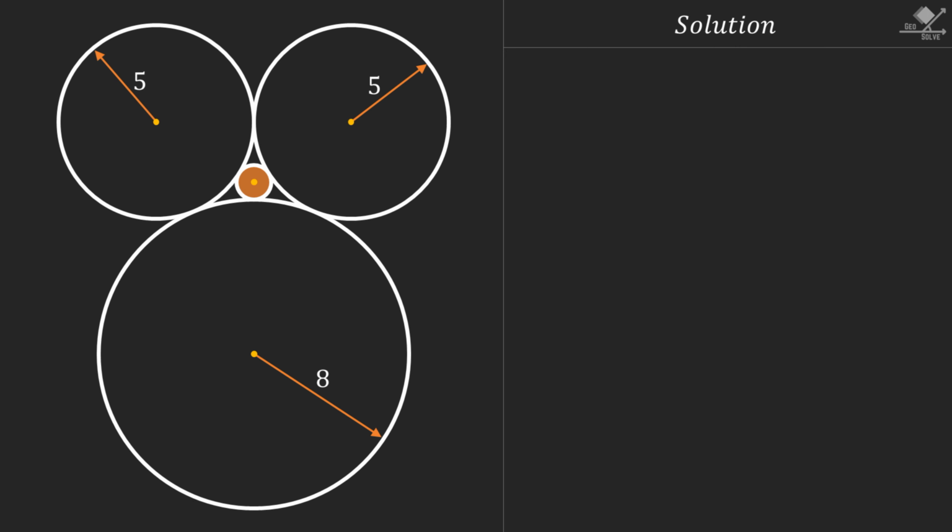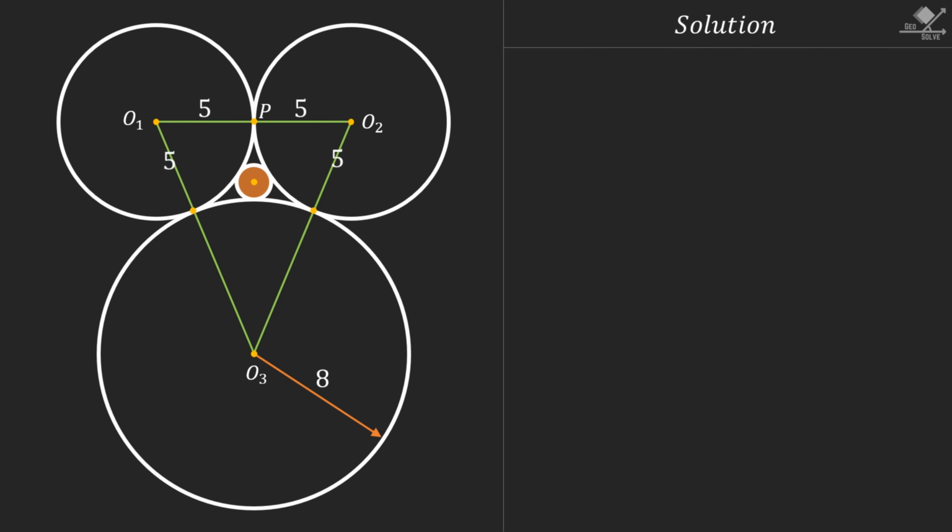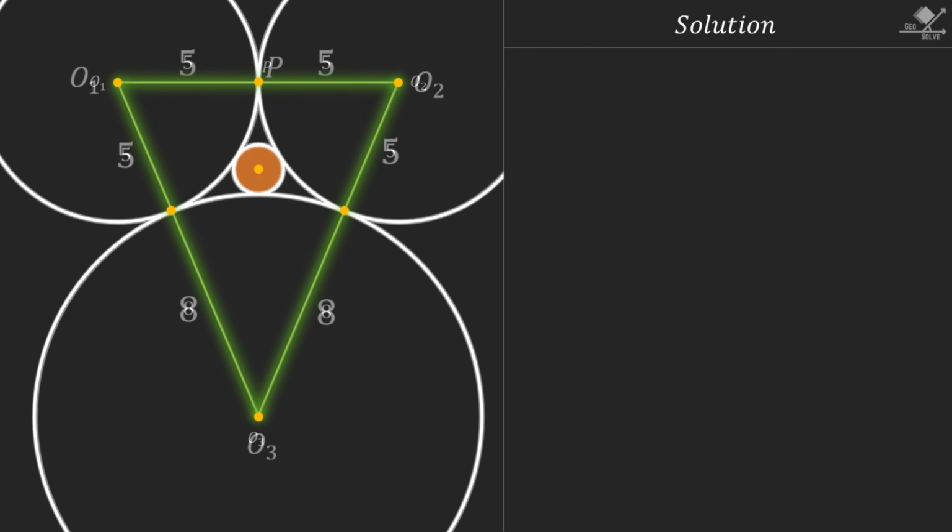And now let's apply this to our question by connecting the centers of the tangent circles. So these line segments will be the radii of the circles. Also, let's connect these centers. These parts will also be 5 units, and these line segments will be 8 units. Now let's focus on this triangle, and also let's zoom in a little bit.